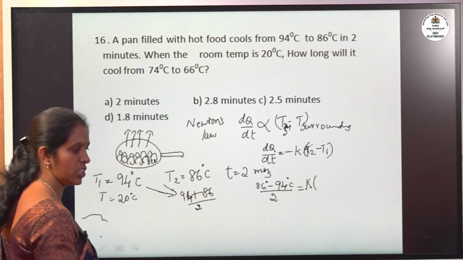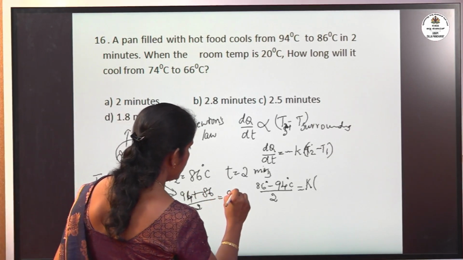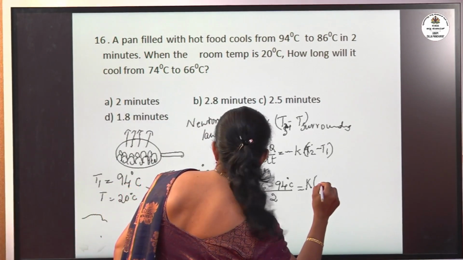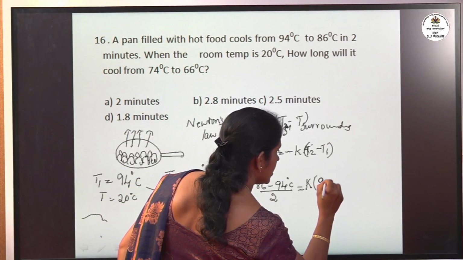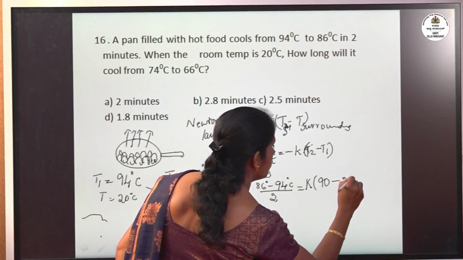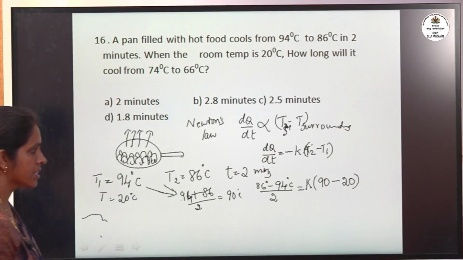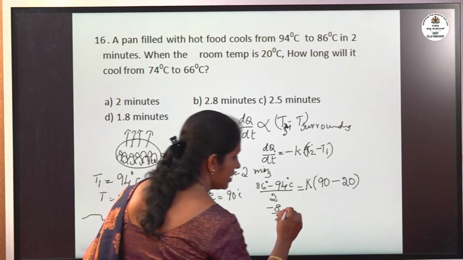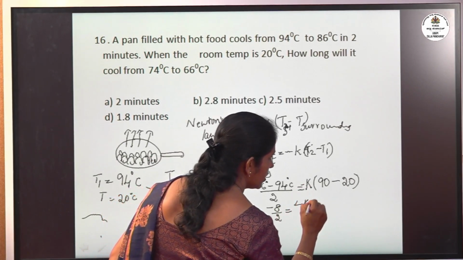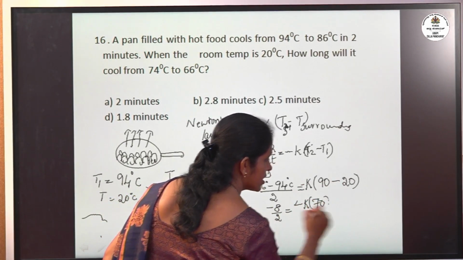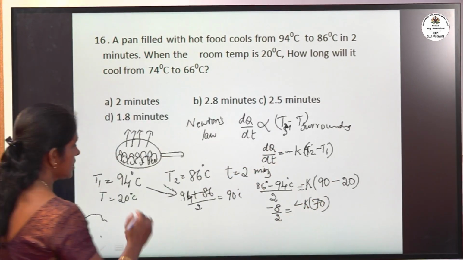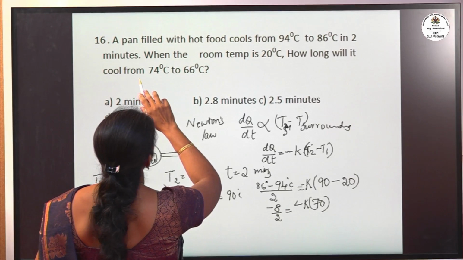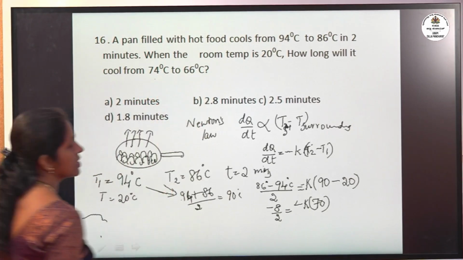The average temperature of the system is 94 plus 86 divided by 2, which is equal to 90 degrees Celsius. Average temperature is 90 degrees Celsius minus temperature of the surrounding. Surrounding temperature is 20 degrees Celsius. So 86 minus 94, that is minus 8 by 2, is equal to minus K into 90 minus 20, which is 70. This is about the first system. And you are asked to calculate how long it will take to cool from 74 degrees Celsius to 66 degrees Celsius.